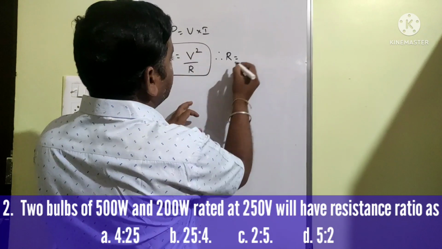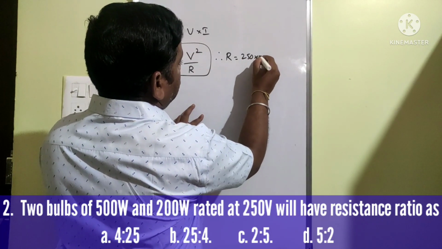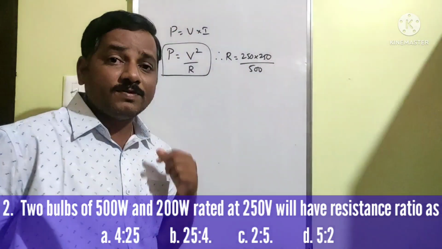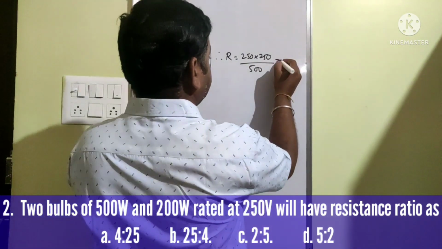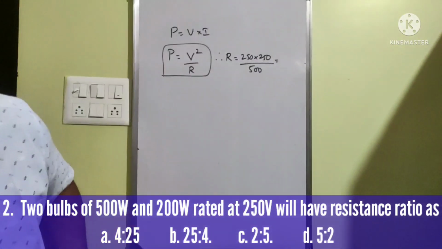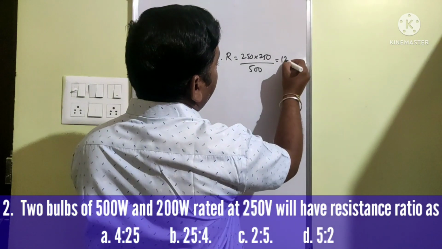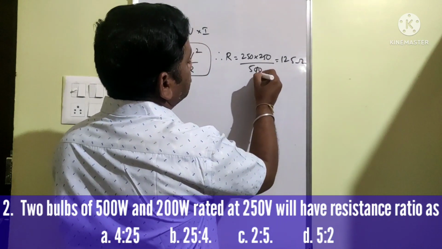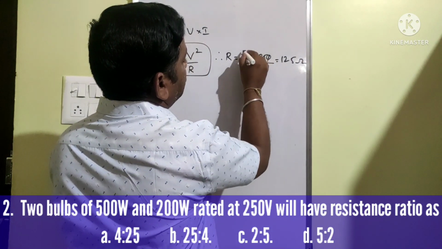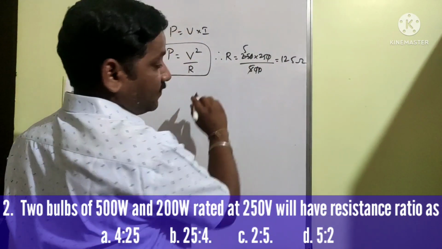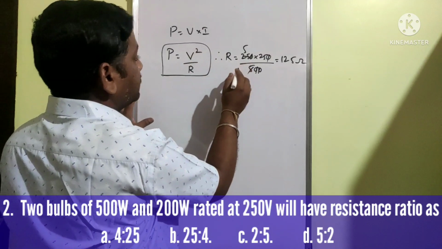R is equal to V square by P. V is 250, so 250 square is 250 into 250 by 500. If you simplify this, we get an answer of 125. Okay, we get it as 125 ohms. You can simplify this: the zeros get cancelled, 5 1 the 5, 5 5 the 25, 25 into 5 is 125. This is for the first case, if the power is 500 watts.